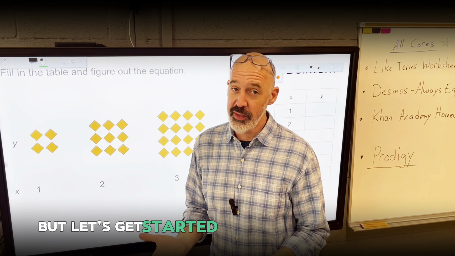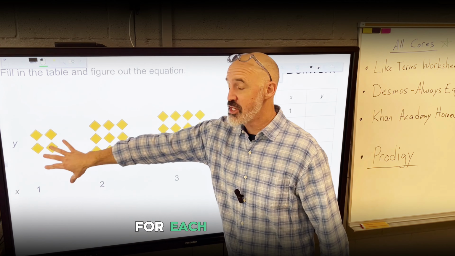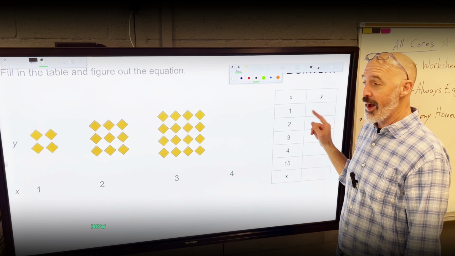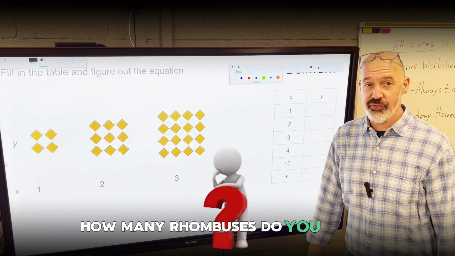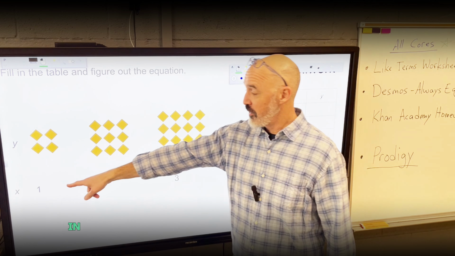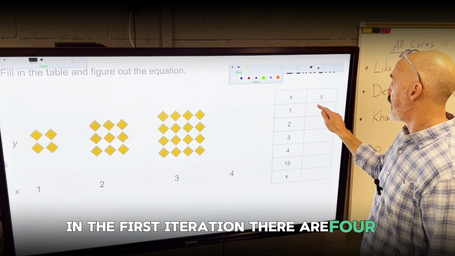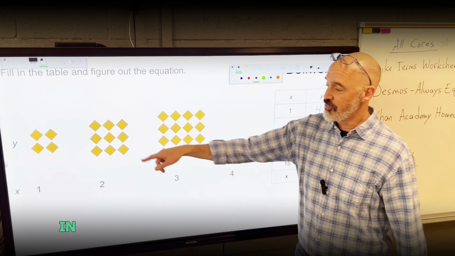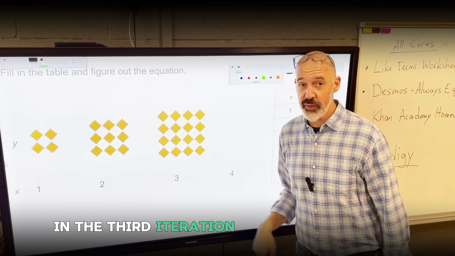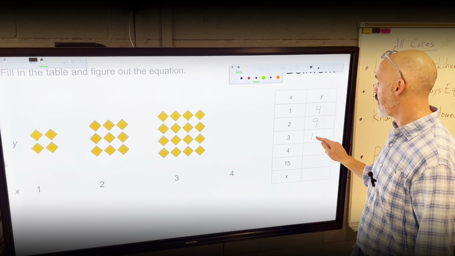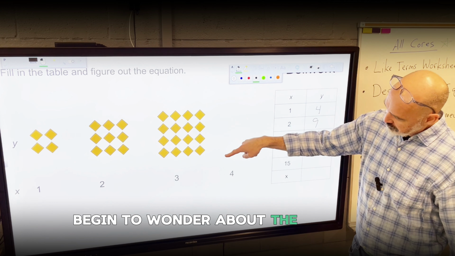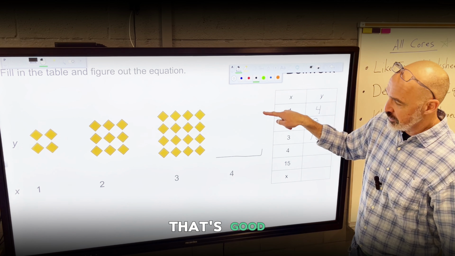But let's get started by just talking about, for each iteration, 1, 2, and 3, in the table, how many rhombuses do you see? Well, again, kids will begin by counting. In the first iteration, there are 4. In the second iteration, there are 9. In the third iteration, there are 16. And so if you begin to wonder about the fourth iteration, that's good.